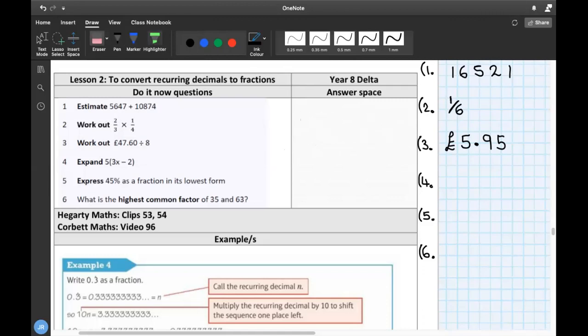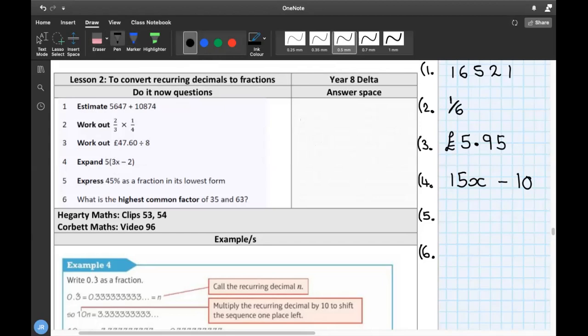Okay, next we're expanding the bracket. When you're expanding a bracket, you need to multiply the terms on the inside of the bracket by the term on the outside of the bracket. First, we've got 5 times 3x. That will give us 15x. Next, we've got 5 multiplied by -2. Well, 5 times +2 is 10, so 5 times -2 will be -10.